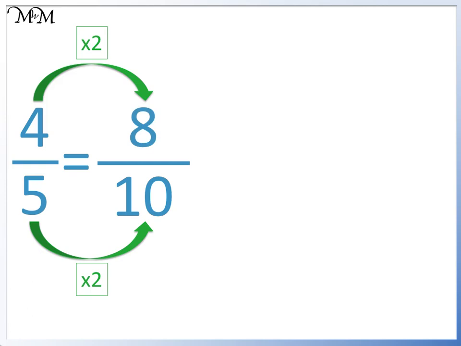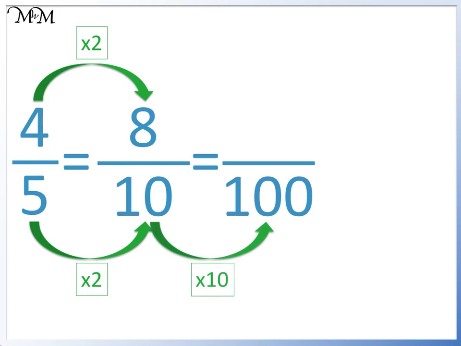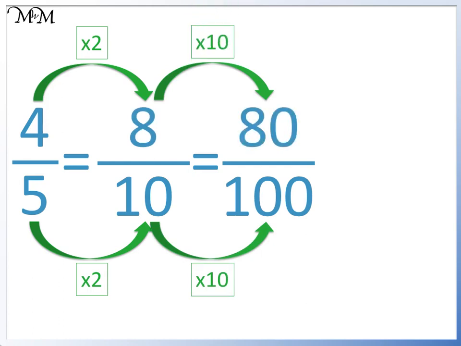We can easily convert this to hundredths. To get from 10 to 100, we multiply by 10. Therefore, we also need to multiply the 8 by 10. 8 times 10 equals 80. So we have 80 out of 100, which is 80%.